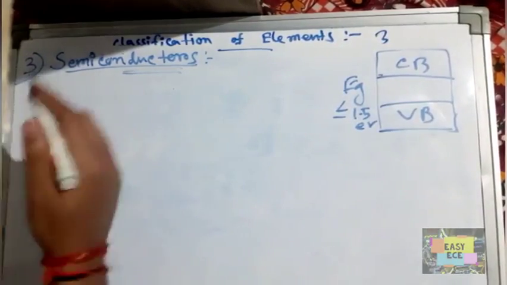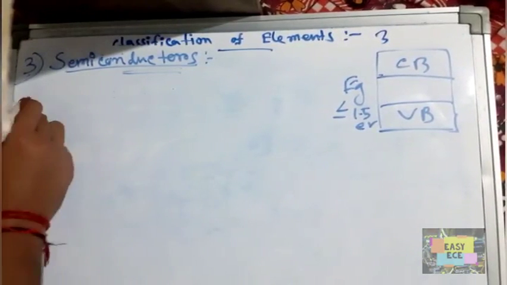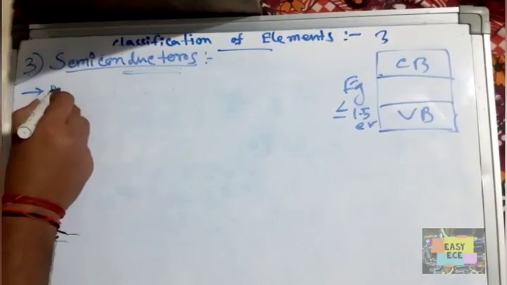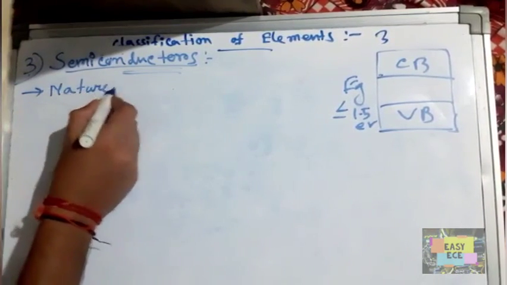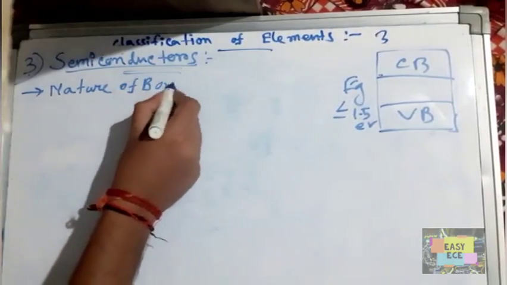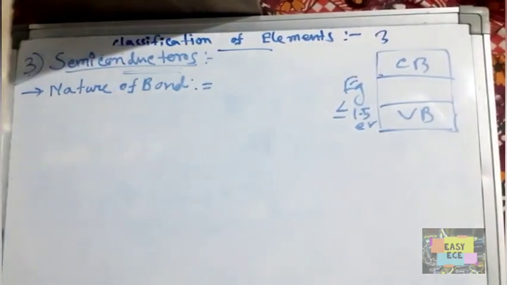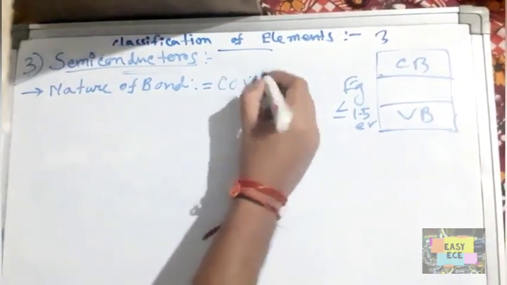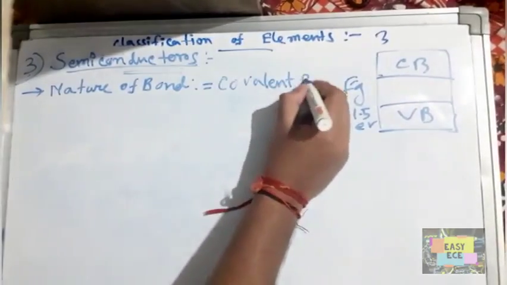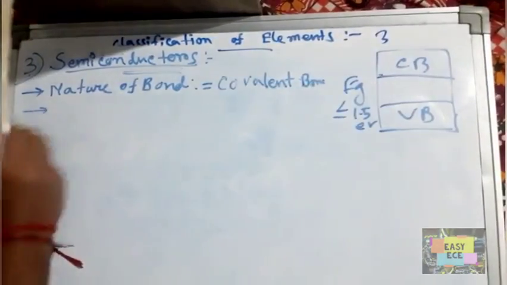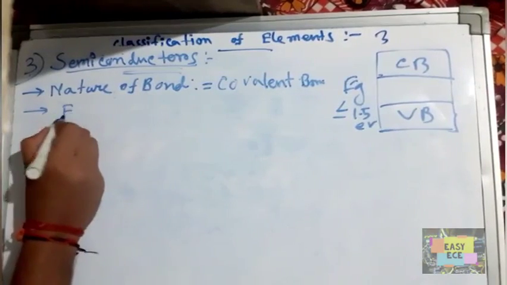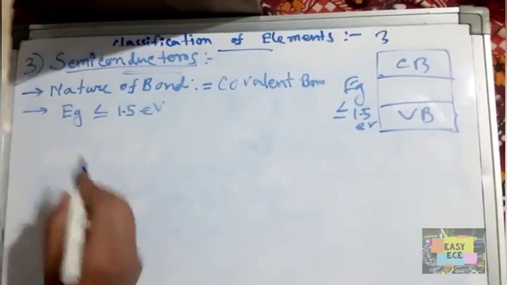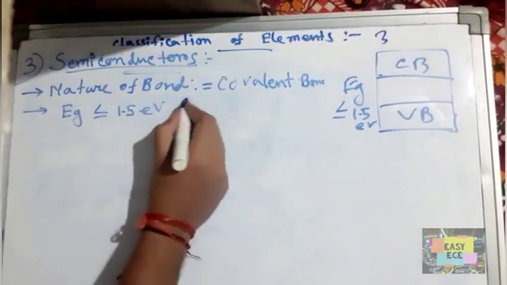Now the first point is the nature of bonding. What is the nature of bonding here? It is covalent bonding. The second one is the energy gap. The energy gap is less than 1.5 electron volt, and that is small.